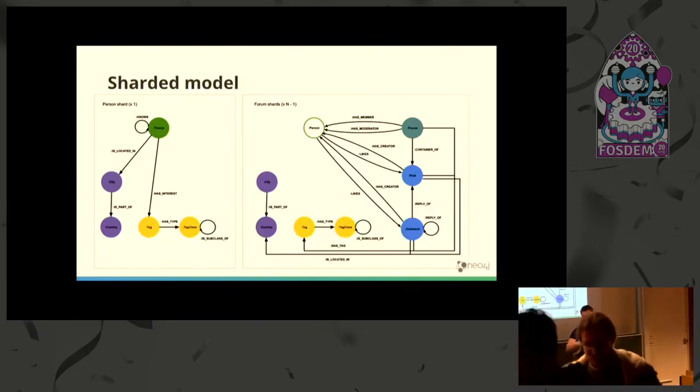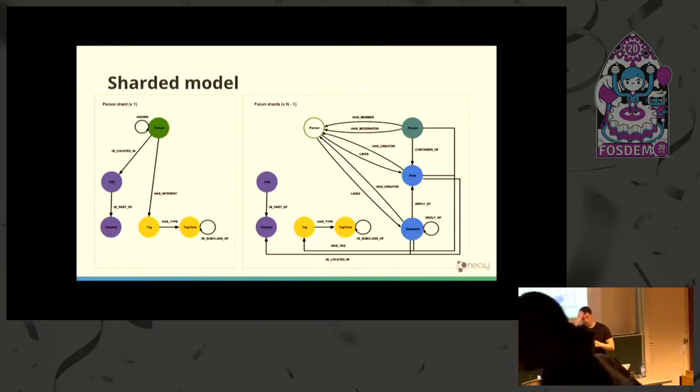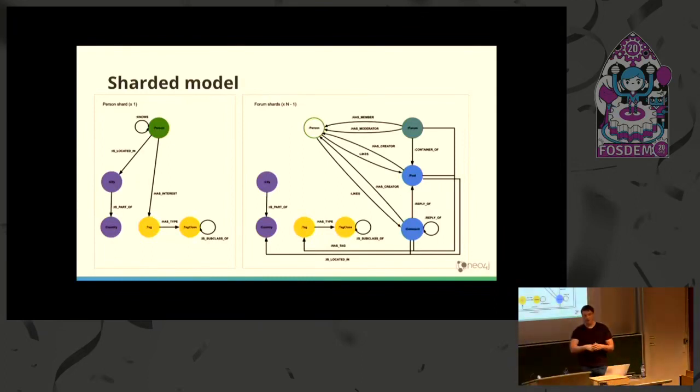So this can be done easily, for instance, using some easy sharding functions, such as modulo forum ID. What's also interesting about this model is that a person is also represented on those forum shards, but not as a full representation of the person. It's basically just a node with a person ID. You can see it as a proxy node or a reference to that person shard that actually contains the full information about the given person.